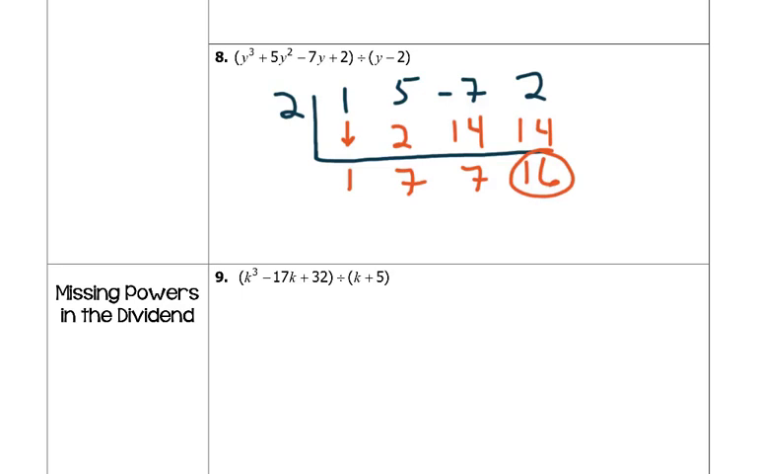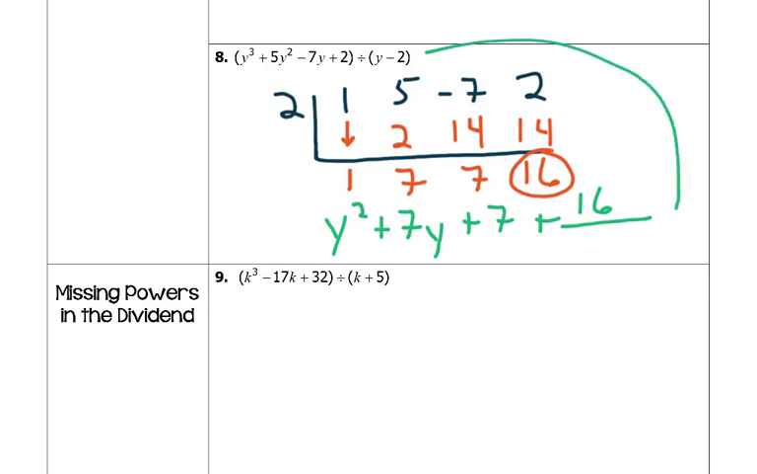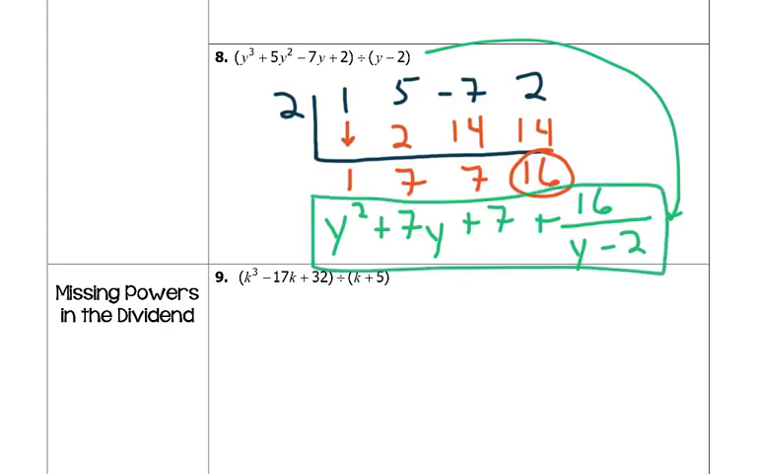Let's write this out. Our first coefficient is 1, so it's 1y squared, okay, plus 7y plus 7 plus 16, and because that's a remainder, it goes over top of our binomial, y minus 2. And that's all she wrote. We're done. As I said, it's a little bit less work.